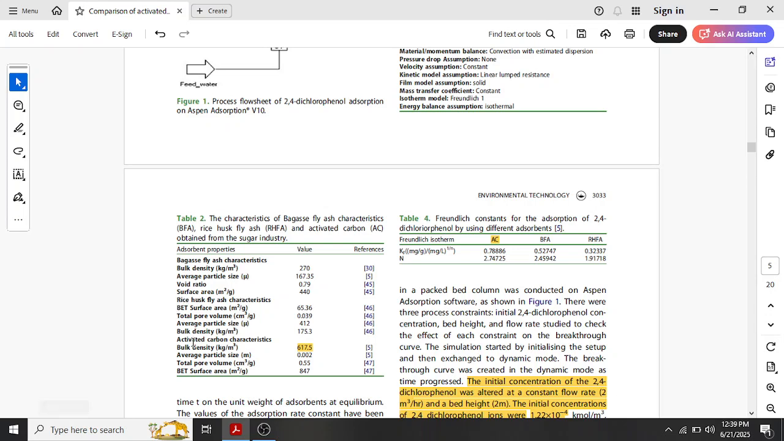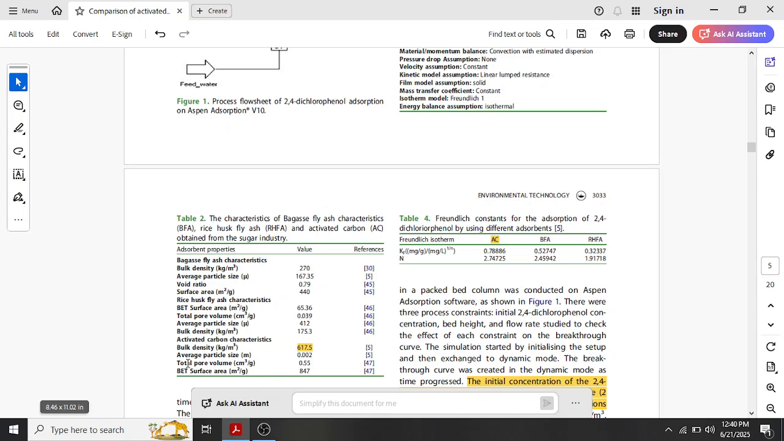These are the activated carbon properties. The bulk density is 617.5 kilogram per cubic meter. The average particle size of the activated carbon is 0.002 meter, and this is the pore volume, and the specific surface area of the activated carbon is 847 square meter per gram.